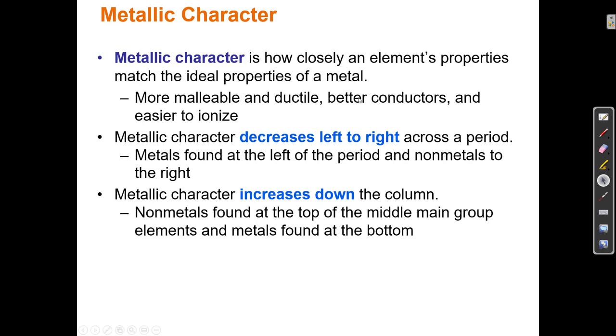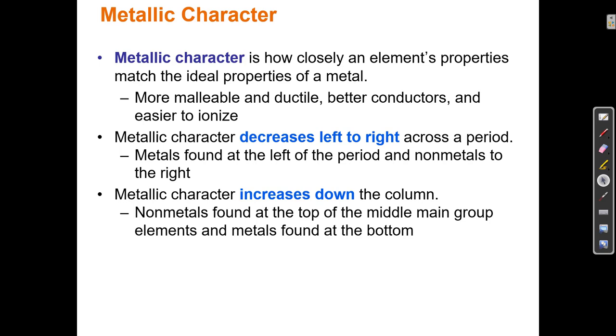Metals are good conductors of heat and electricity, and metals easily become cations. They lose electrons very easily. They ionize very easily. So metallic character is similar to some of these properties we've already been talking about, electron affinity and ionization energy, becoming an ion, right?